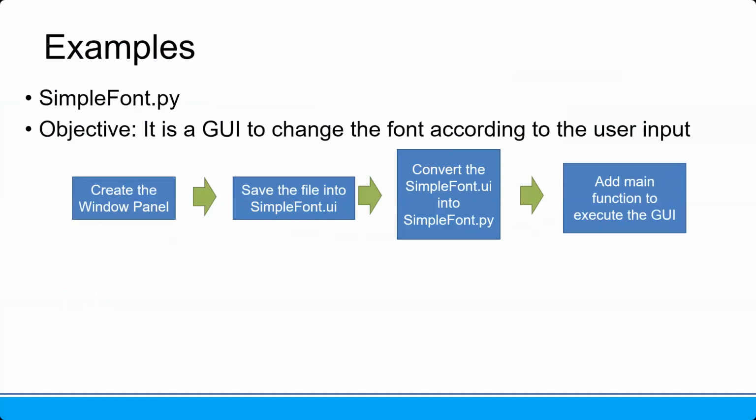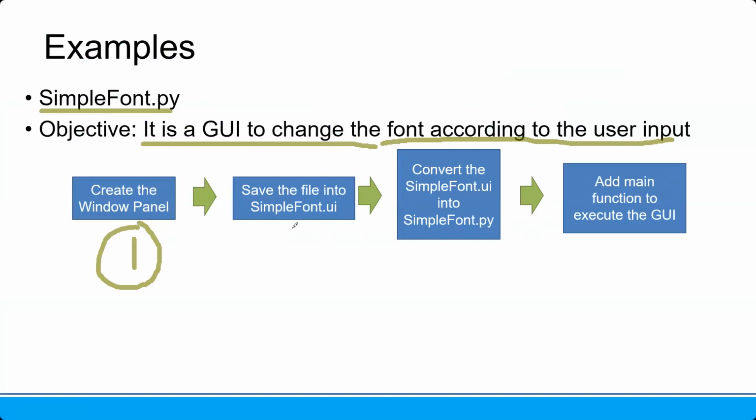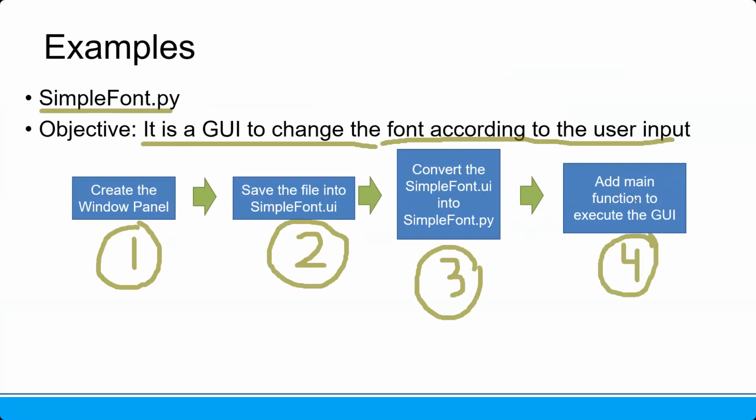Now, let's consider a new example. I'm going to make simple font.py. So the objective is a GUI to change the font according to the user input. So the steps will be the same. First, we will create the window panel, and then second, we are going to make the user interface, and then third, we are going to convert the user interface into PY, and then fourth, we are going to add the main function.